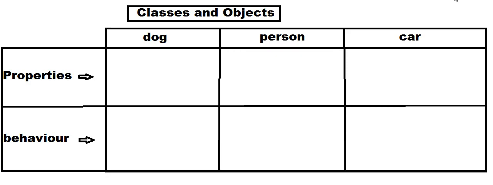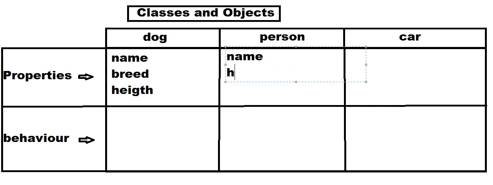Now, each object has some properties and some behaviors. What can be the properties of a dog object? Its name can be a property, its breed can be a property, its height can be a property. Likewise, what can be the properties of a person object? Again, its name and height can be properties, and there are many other properties as well. Hair color is a property.